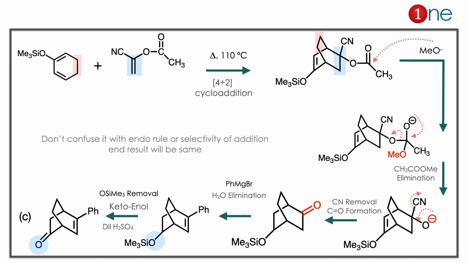Then in the next step you are using dilute sulfuric acid. The acid removes the protecting group, which is trimethylsilyl. So you finally have the ketone through keto-enol tautomerism. So the answer is clearly C. Finally you have the ketone with the alkene and phenyl on the other side. So the answer is clearly C there.